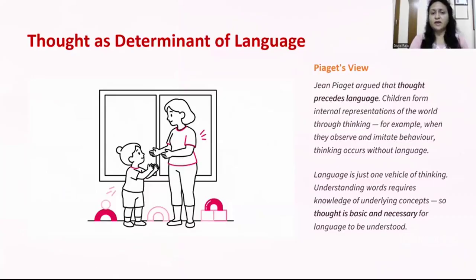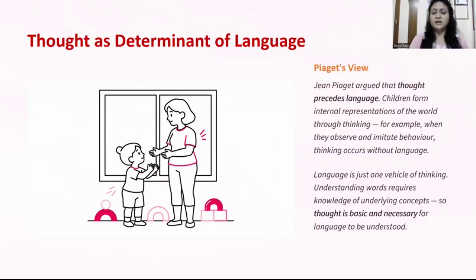Thought as a determinant of language was the belief of the psychologist Jean Piaget, and he said that thought always precedes language. He said that children have a mental representation of the world around them. They observe our behavior, they imitate our behavior, and this imitation, he said, happens without thinking. This happens without language. So, this kind of thinking occurs without language.